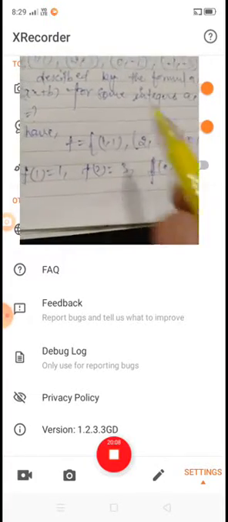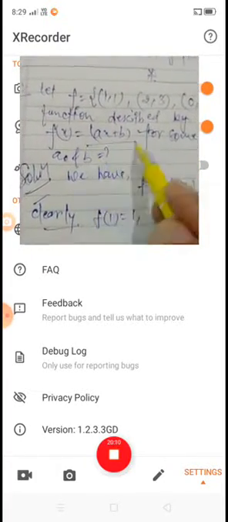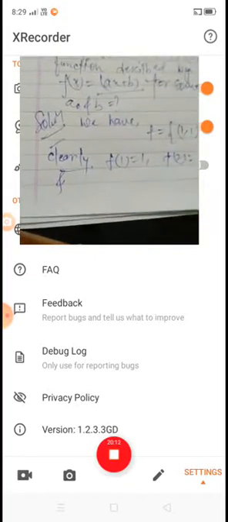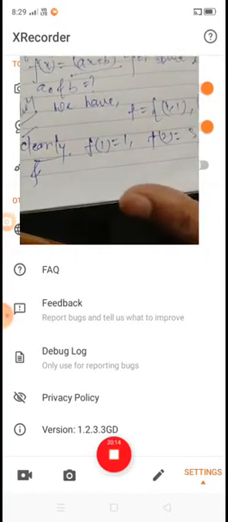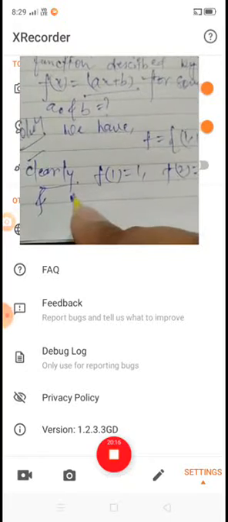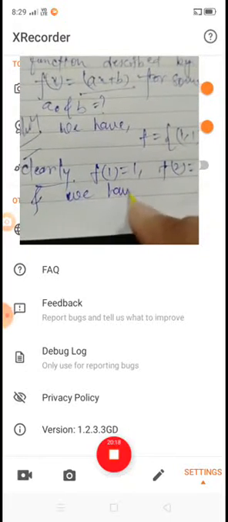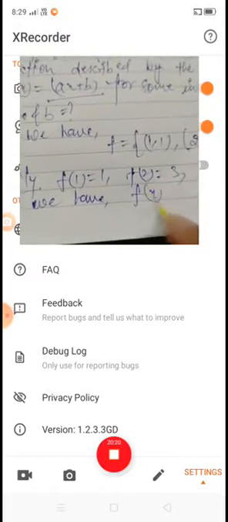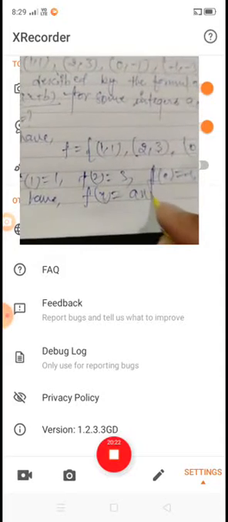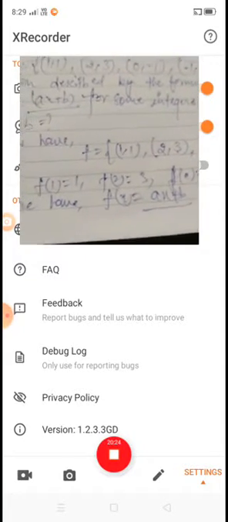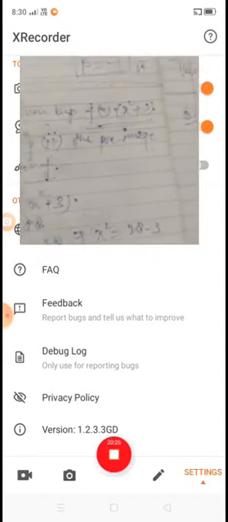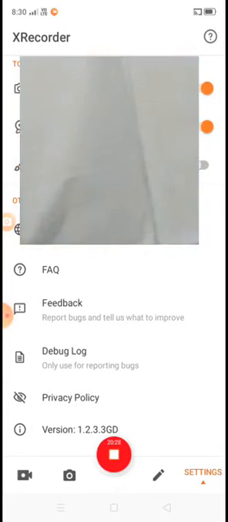And we have f of x is equal to ax plus b. So let's see on the next page.